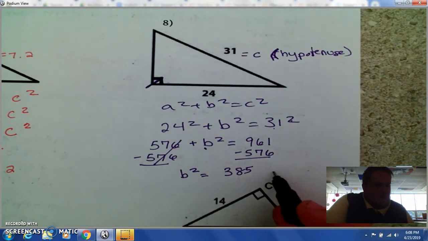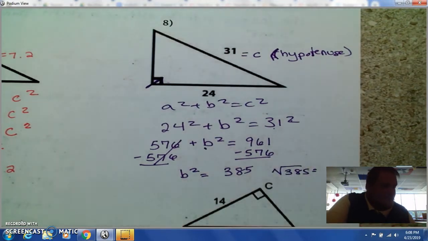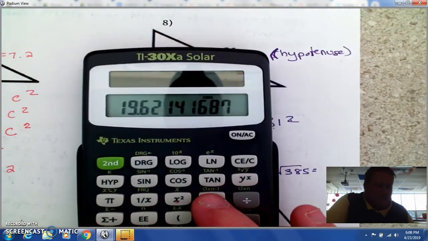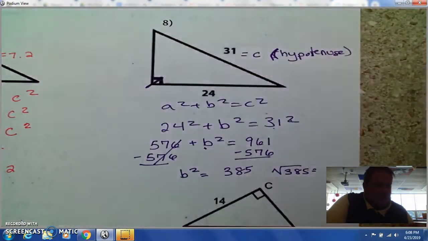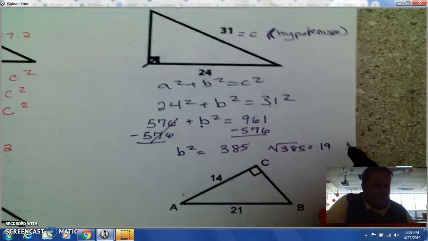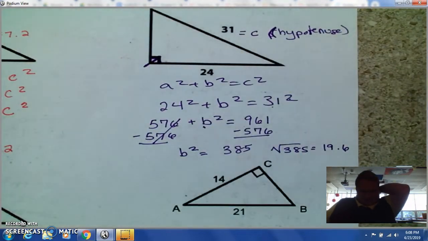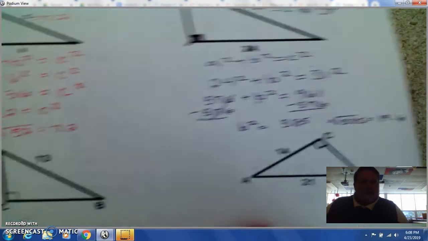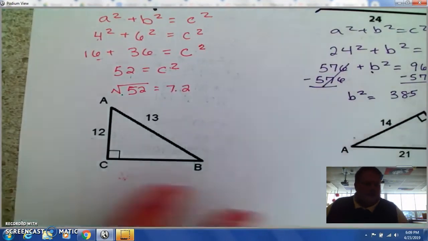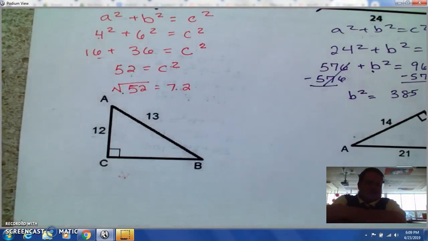And now I have to square root 385 to get my answer. Again, I hit that button right there. It's 19.6. Okay. Let's scroll down to number, I guess this will be 9. It doesn't say it. I think I attempted to make that happen.